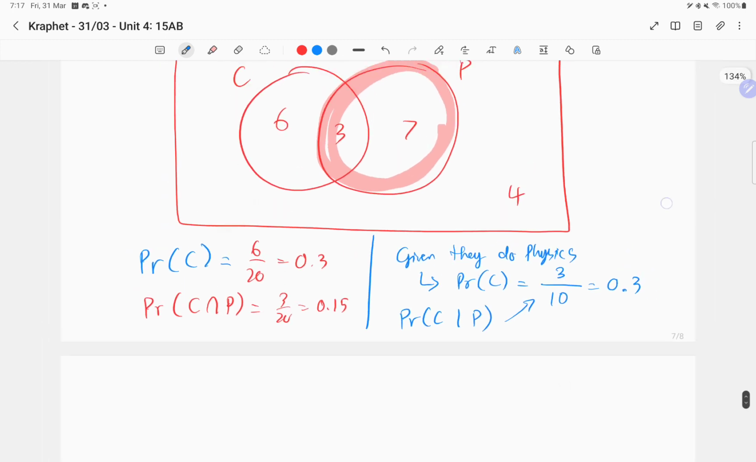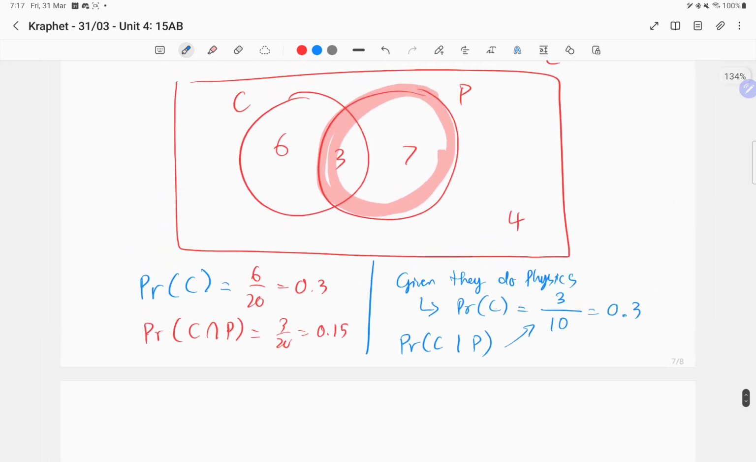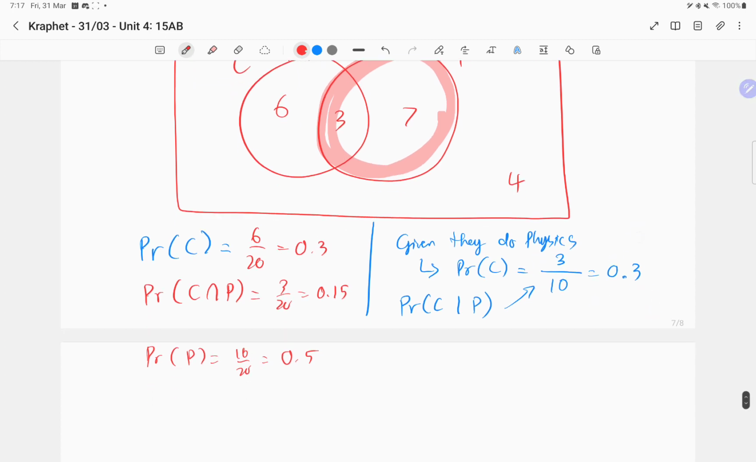So how would you relate back to the main probability? We know the probability of chemistry, the probability of chemistry and physics, and you also know the probability of physics. That would be 10 out of 20, which is 1 out of 2, or 0.5, because there are 10 people doing physics out of the class of 20. So what's the probability of someone doing chemistry given that they do physics? Given the diagram, we can find that out, but I'll tell you the formula.